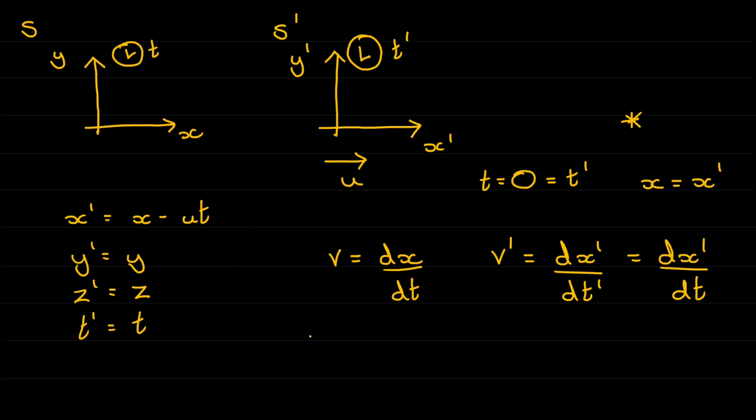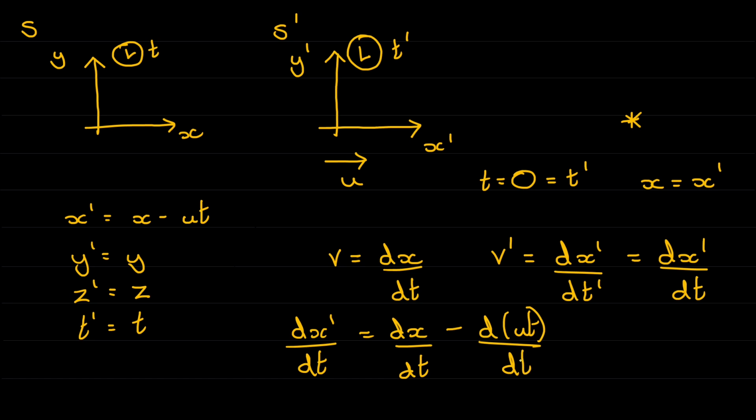So we would have dx prime by dt is equal to dx by dt minus d(ut) by dt. Well, dx prime by dt, we've already said is v prime, so we have v prime is equal to dx by dt, v. We differentiate ut by dt, we just have u. So we have v prime equals v minus u. So that's the velocity addition formula.